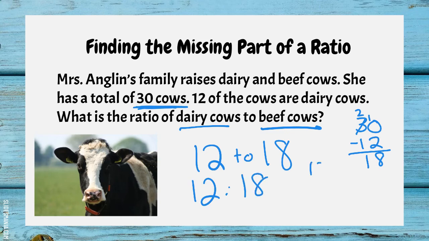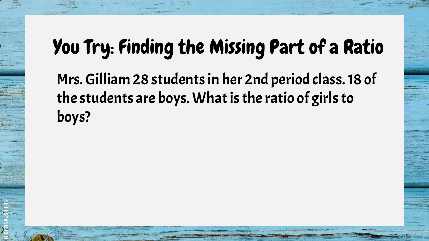And just to review, you can write them in any of these forms. Okay, so that's how you find a missing part of a ratio: you just take the whole, subtract the other part, and that gives you the missing part. Okay, you are going to try this one on your own.